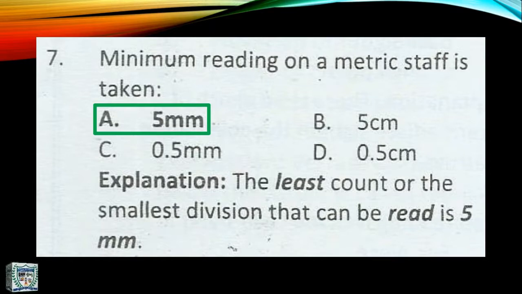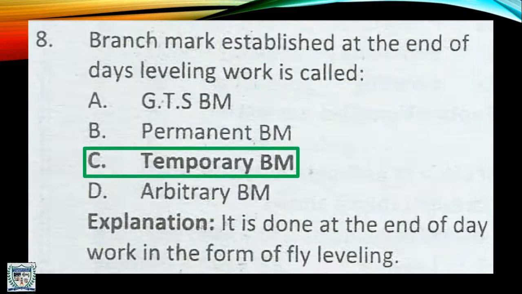Question 7. Minimum reading on a metric staff is taken. That is option A, 5 millimeter. Explanation. The least count or the smallest division that can be read is 5 millimeter because it's the smallest value on the staff. Question 8. Benchmark established at the end of day's leveling work is called as the option C, temporary benchmark.